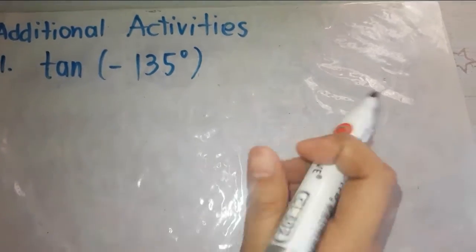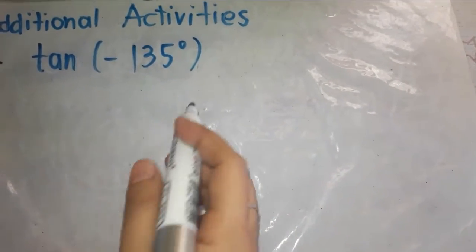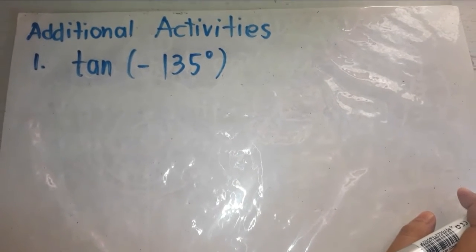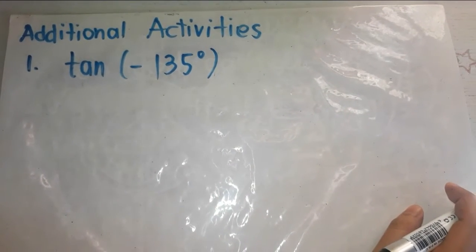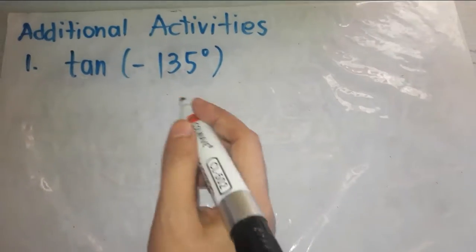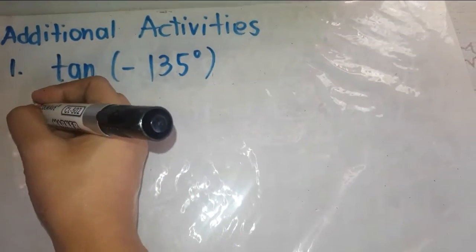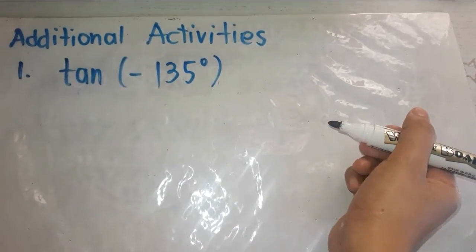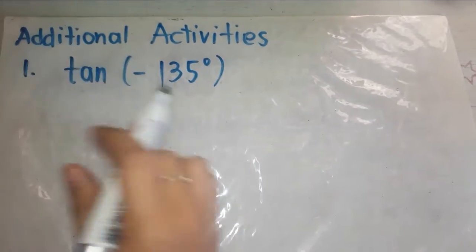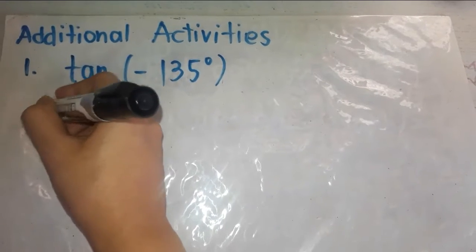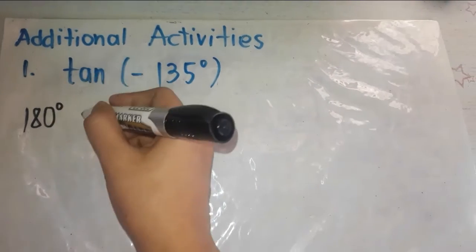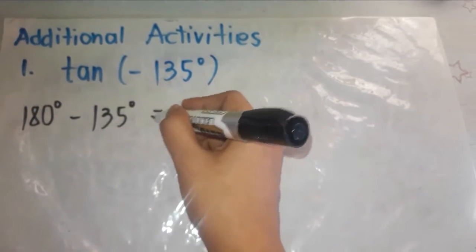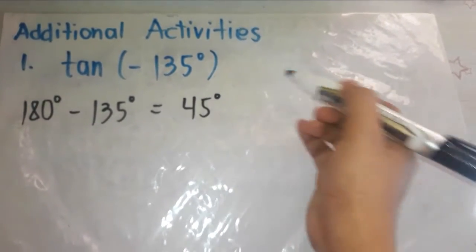At this point, you have to be able to imagine the angle without actually sketching it. Let's try activity number 1, tangent of negative 135 degrees. So we write first the reference angle. Now notice that 135 degrees, if we disregard the negative, is near 180 degrees. So we write 180 degrees minus 135 degrees, we'll have 45 degrees.